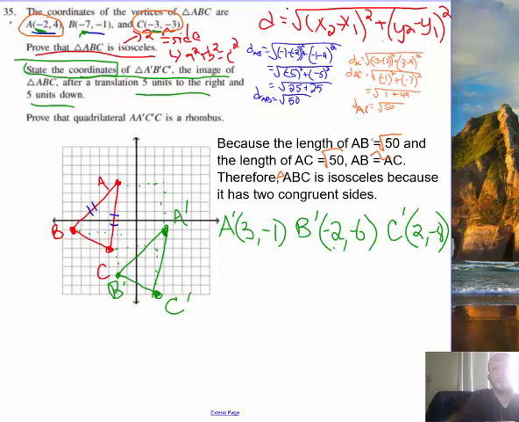And 5 units down means subtract 5 from the y values. 4 minus 5 is -1. -1 minus 5 is -6. -3 minus 5 is -8. Solid on that. I am probably up to 4 out of 6 points on this.